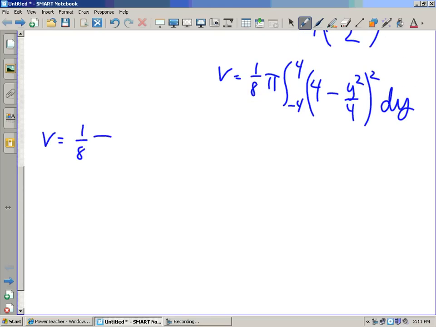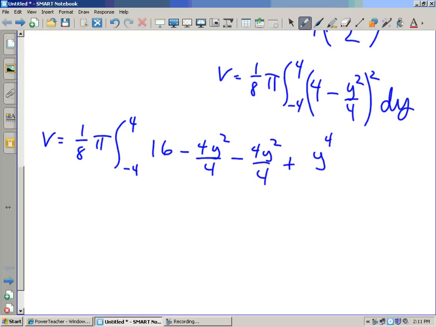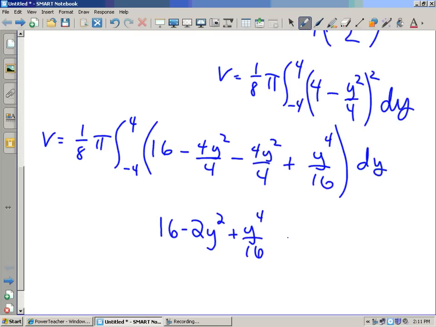So volume is 1/8 pi. Let's begin by multiplying out. So we'll FOIL 16 minus 4y squared over 4 minus 4y squared over 4 plus the last y to the 4th over 16, delta y. Combining some like terms, we have negative 1y squared minus 1y squared. So we have 16 minus 2y squared plus y to the 4th over 16 delta y.